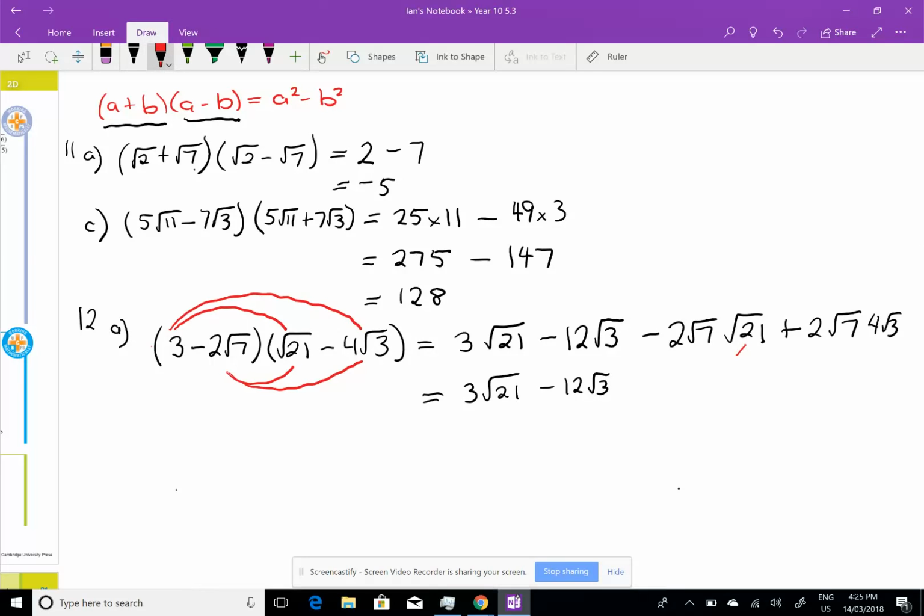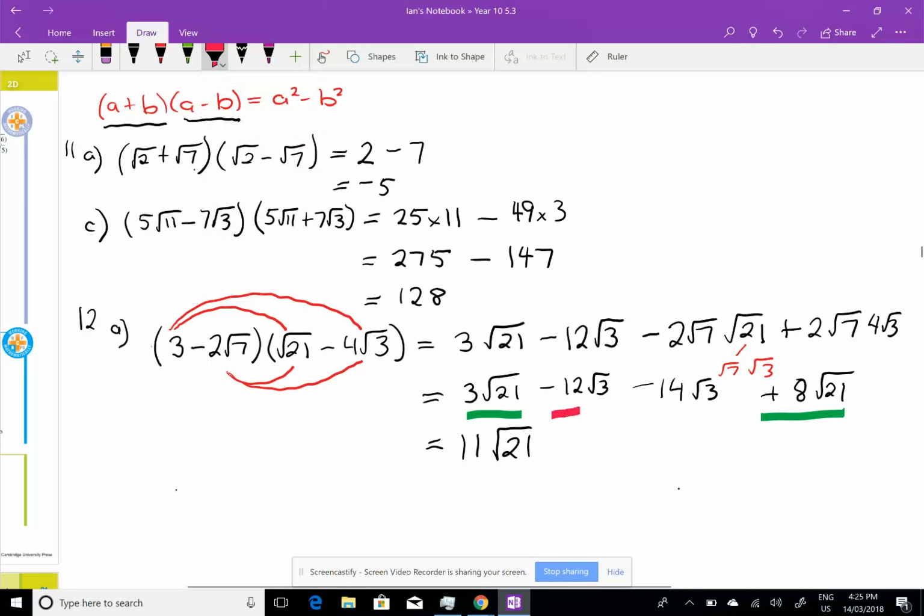But when I look here, I know that root 21 is root 7 times root 3. So when I do this multiplication, I get 2 times root 7 times root 7. Well, root 7 times root 7 is 7, and 2 times 7 is 14, and I get a root 3. And here, 2 times 4 is 8. Root 3 times root 7 is root 21. Now, I've got 3 root 21s, and I add another 8 root 21s. That gives me 11 root 21s. And I've got minus 12 root 3s, and I'm minus another 14 root 3s. That gives me minus 26 root 3s. And if I look at 12a, 11 root 21 minus 26 root 3.